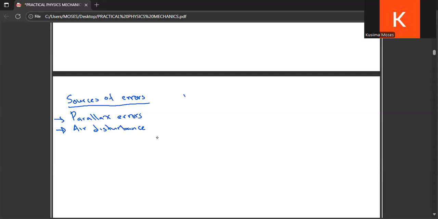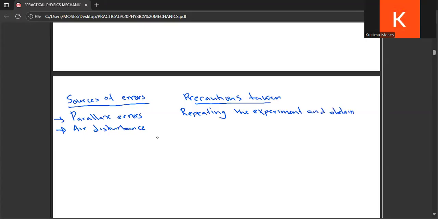Then we shall have precautions. What have you done in this experiment here to minimize these errors? Precautions taken. Now, precautions here, the first one, repeating the experiment. Actually, this one applies in all experiments. Repeating the experiment and obtain the average value.